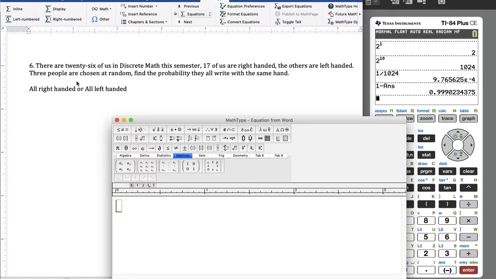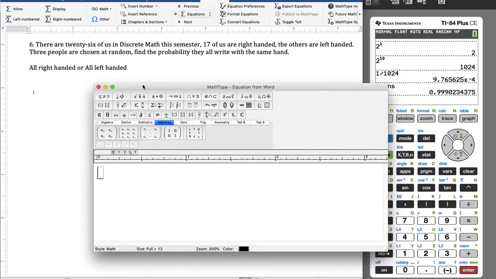Now in total, there's 26 of us. We're picking a group of 3. So 3 people are chosen at random. Now it doesn't say that we're picking them in alphabetical order or in height order or any kind of order. So order does not matter. There's 26 of us total. We are picking 3 of us. So 26 of us, 3 are chosen at random. There's our 26C3.